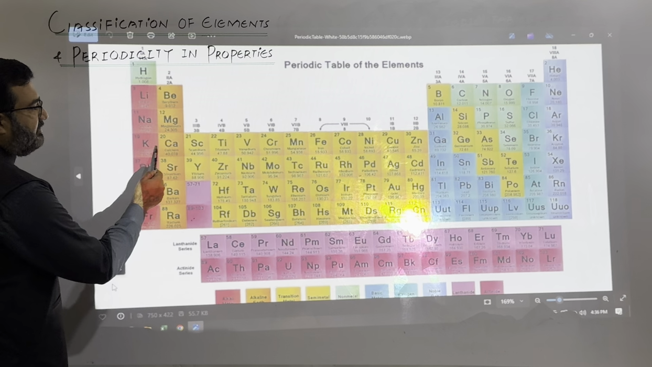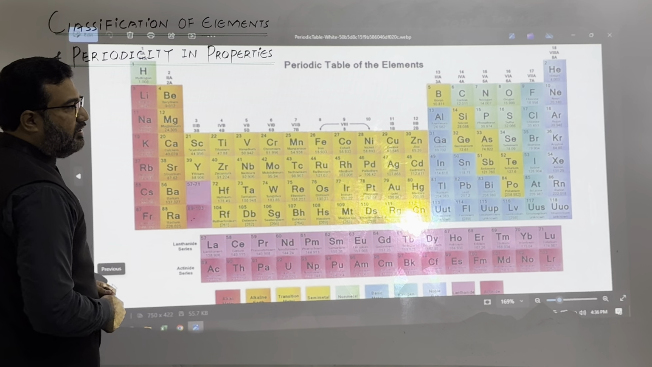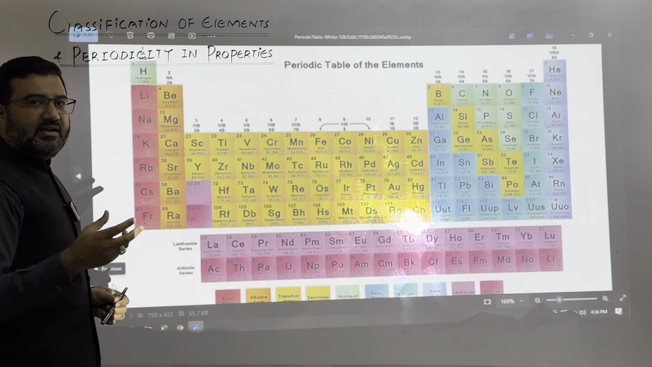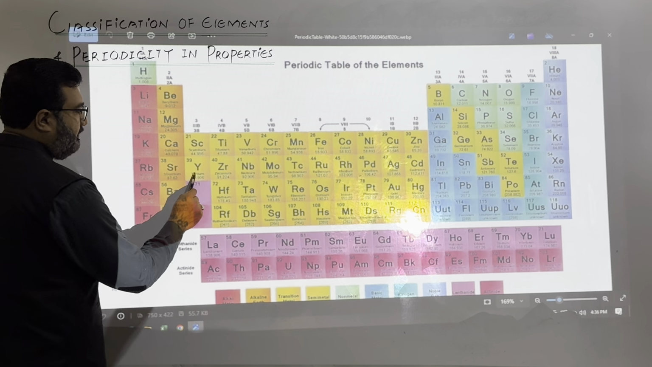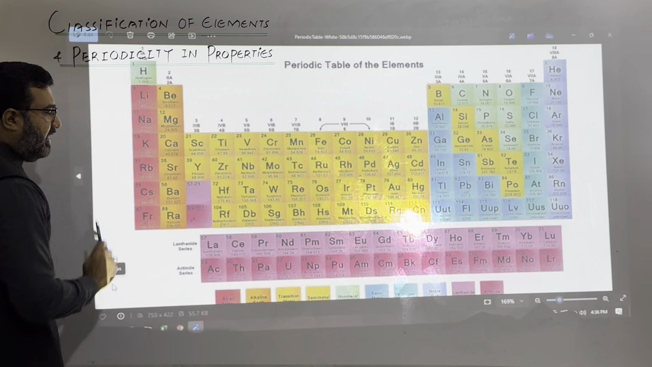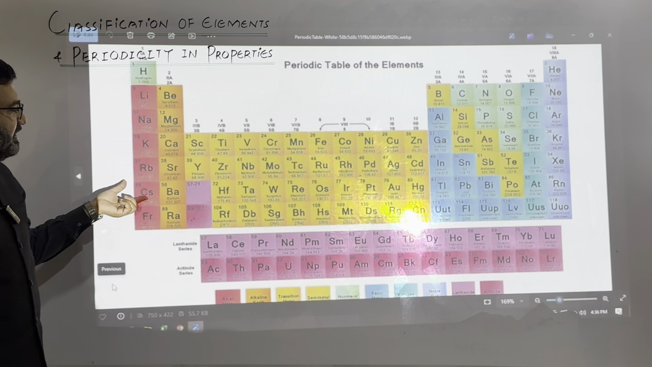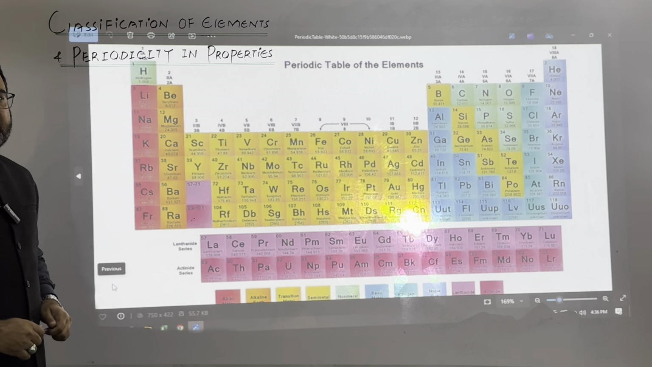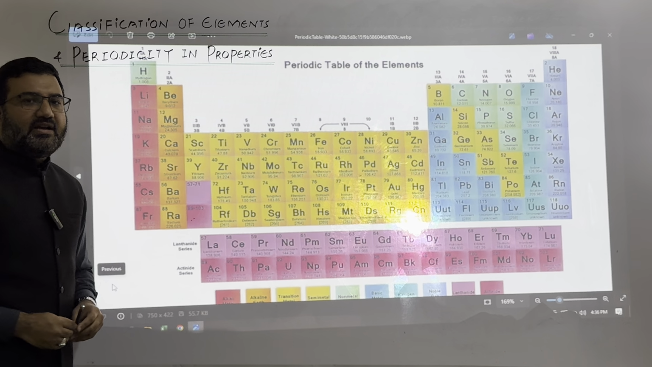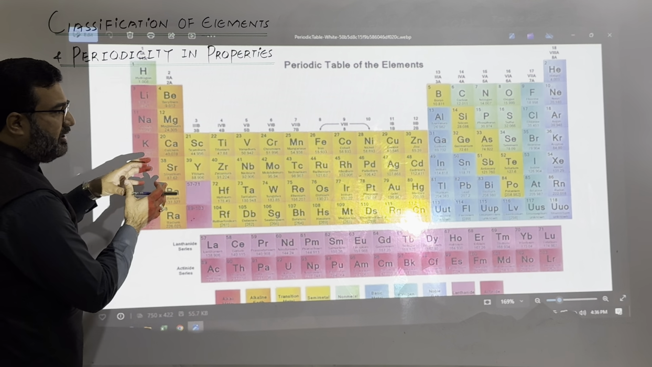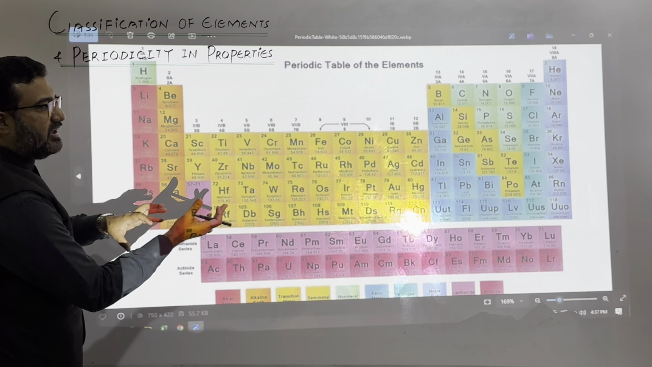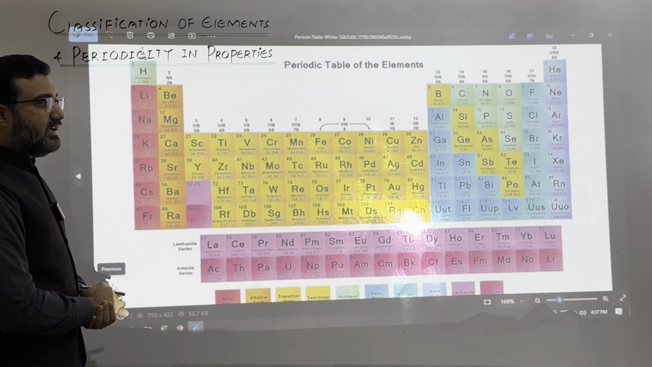Similarly, in period number 3, the valence electrons will be present in the third shell, their valence shell will be the third shell. In period number 4, total occupied shells will be 4. In period number 5, total occupied shells will be 5. And similarly, in period 6, total occupied will be 6 shells. So period number is related to the principal quantum number. It tells you how many shells are filled with electrons in an element.